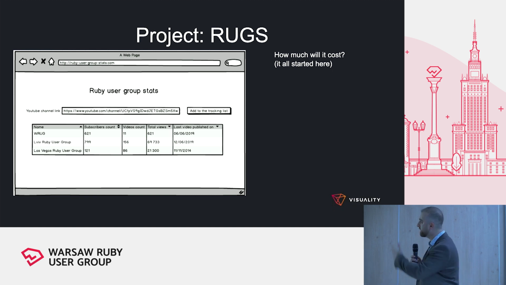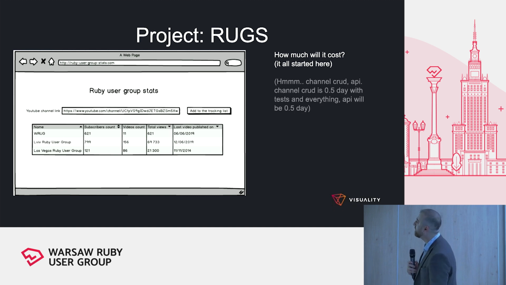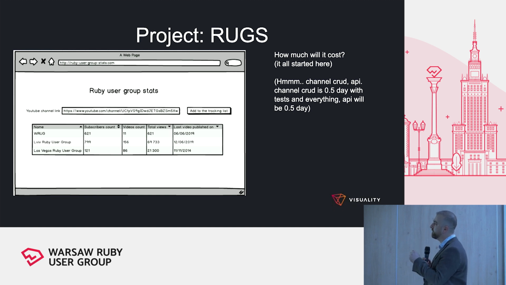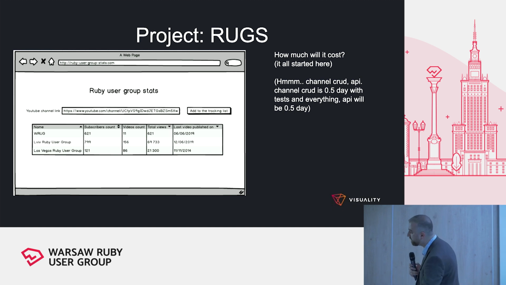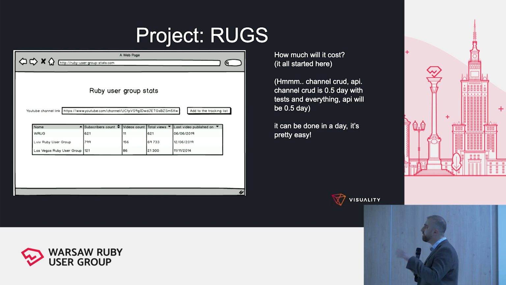So how I was doing it, it all started here. This is the question that I hear like 50 times every week. I would say that there will be a channel CRUD and there will be an API, and the channel CRUD is half a day with tasks and tests and everything, and the API will be half a day. And then my result will be, it can be done in a day, it's pretty easy. I think we have all done that.